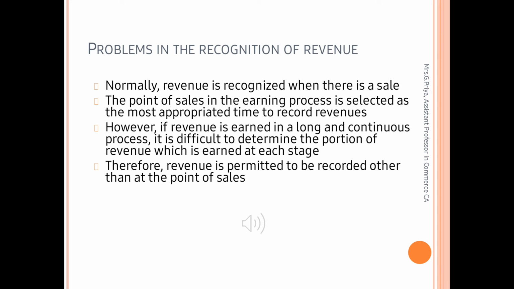Problems in the recognition of revenue. Normally revenue is recognized when there is a sale. The point of sale in the earning process is selected as the most appropriate time to record the revenue. However, if the revenue is earned in a long and continuous process, it is difficult to determine the proportion of revenue which is earned at each stage. Therefore, revenue is permitted to be recorded at points other than the point of sale.